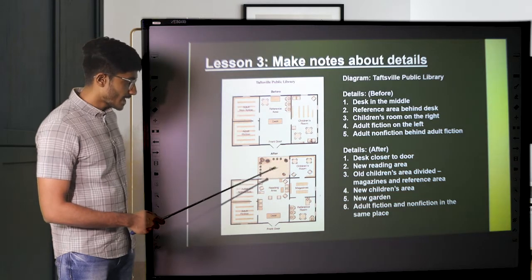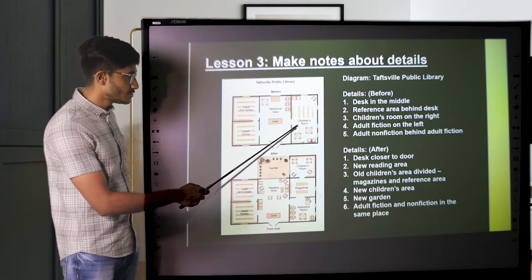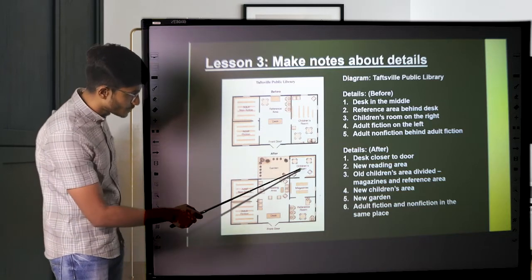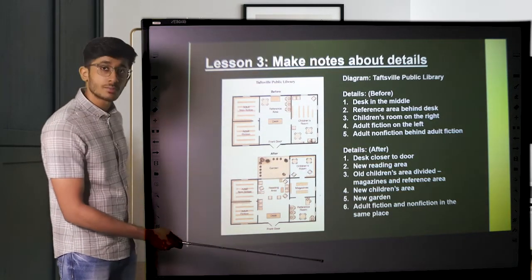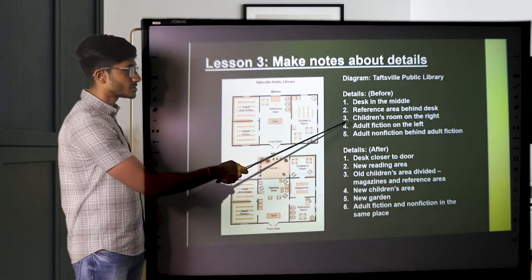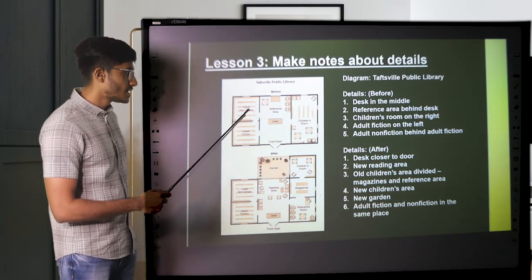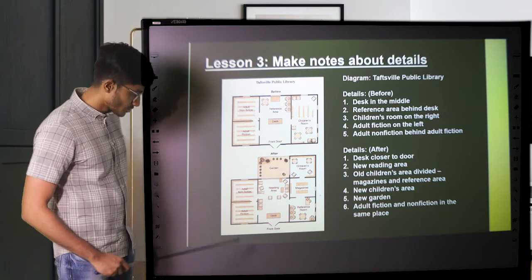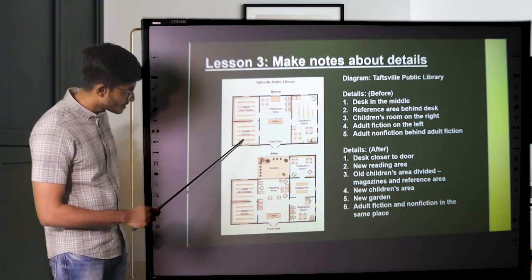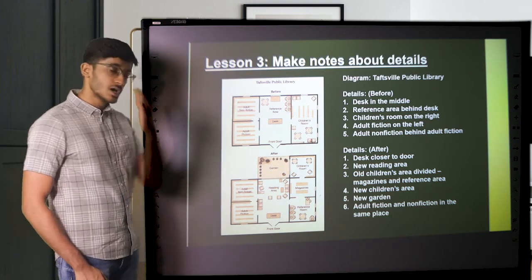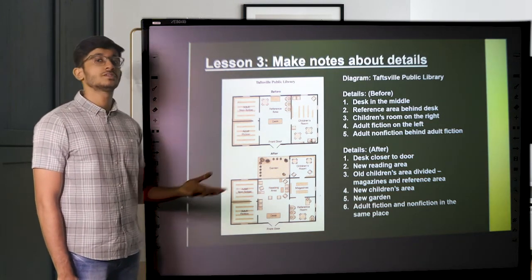And then let's look at the children's room. So the children's room is on the right. But here, the children's room is on the corner. So you can also talk about that. So you write the children's room is on the corner in the before picture. Then you can look at the adult fiction. So here the adult fiction is in the same place, and here the adult fiction is also in the same place. So till now you have talked about the differences.